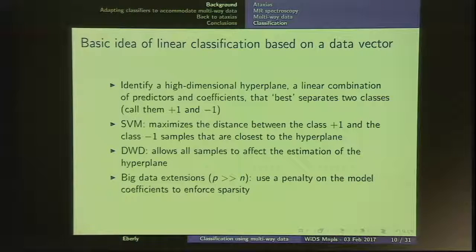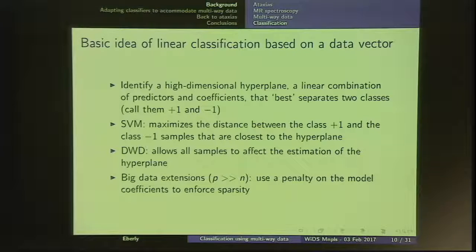So support vector machines maximize the distance between the class +1 and the class -1 samples that are closest to the hyperplane. Those are the samples that are hardest to tell apart, right? Because they're very close to the hyperplane. Maybe they should be on that side of the plane, maybe they should be on that side of the plane. They're the hardest to tell apart. So that's what SVM focuses on.